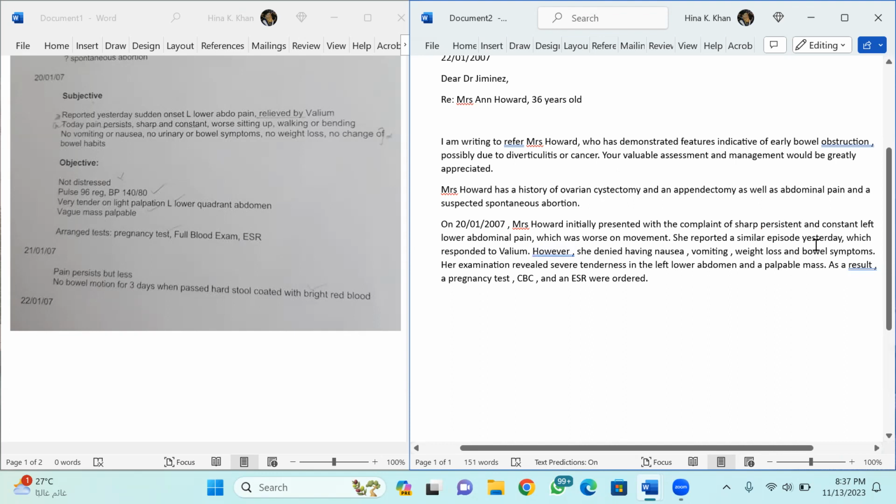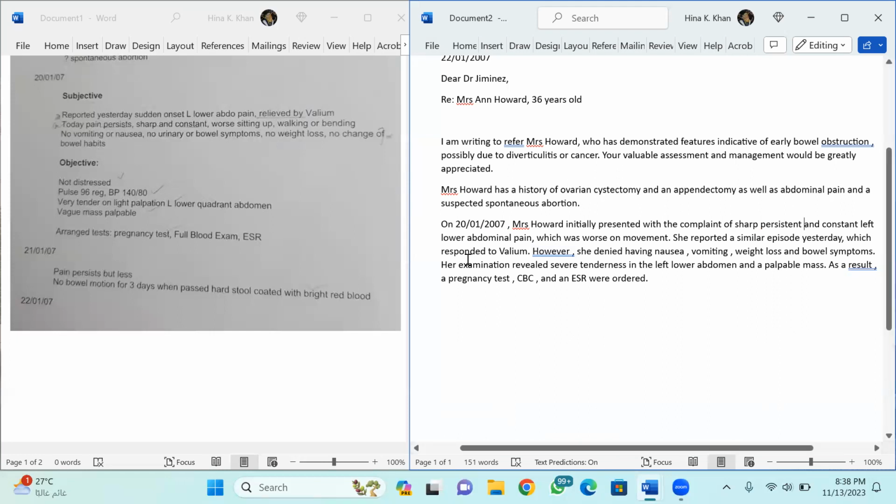She reported a similar episode yesterday, for which she took medication. There is no need to write "for which"; you can write "which responded to", or you can also write "which was relieved by taking" the medicine. But again, it's better to use synonyms to get more marks. It will show that you have a strong grip on the language of English.